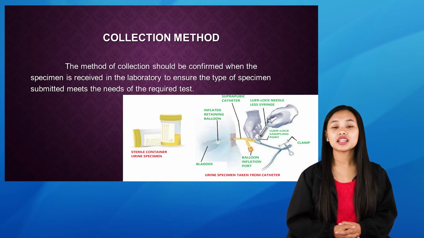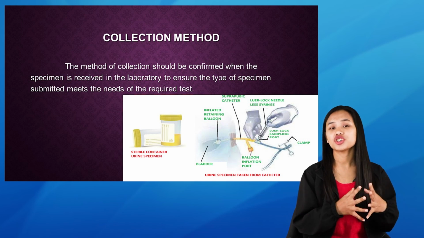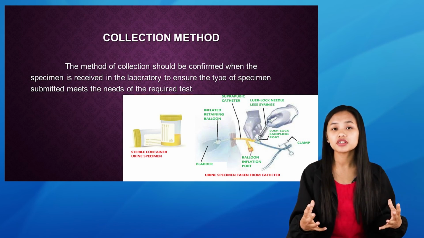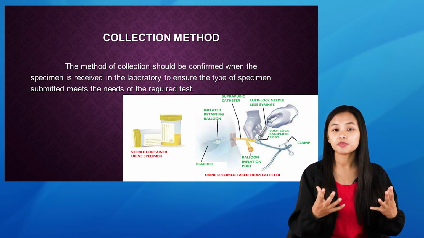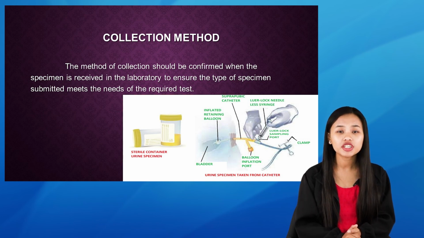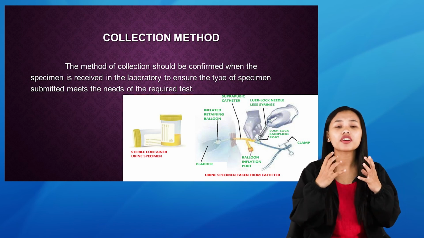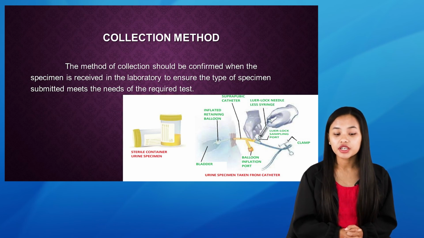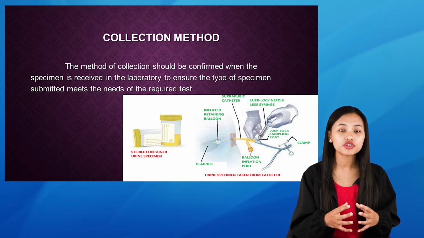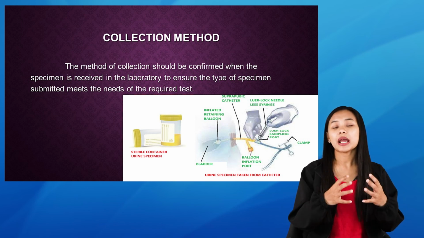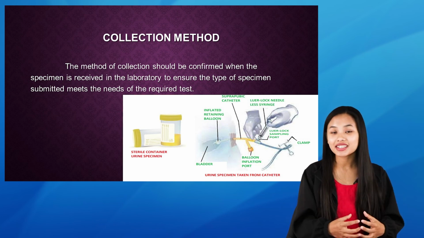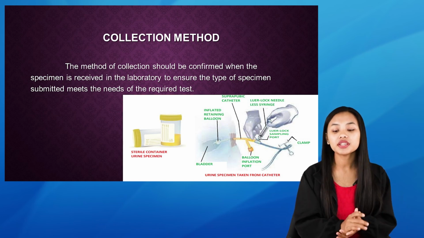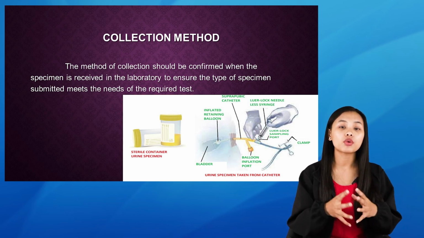The next is the collection method. In our previous session, we discussed the various methods of how we can collect the urine specimen. Here it is very important that the method of collection of this specimen must be confirmed when the specimen is received in the laboratory, in order to ensure that the type of specimen which was collected as well as submitted meets the need of the required test.